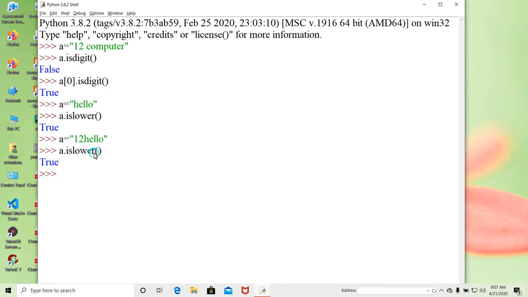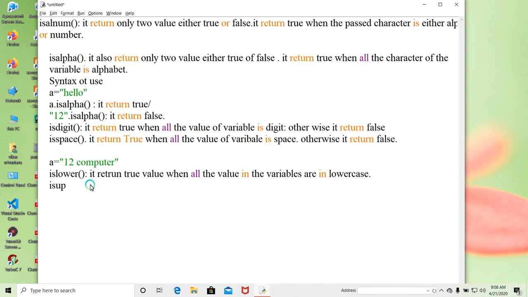Here lower and upper, lowercase and uppercase, I think all of you know lower means small letter and upper means capital letter. When does it return false? When we write a is equal to 12 computer, and we are checking here islower. Clear? So it returns false. Why does it return false? Because here C is a capital letter. So that is the islower function. Now we have isupper. It returns true value, and one thing don't forget, otherwise it returns false.